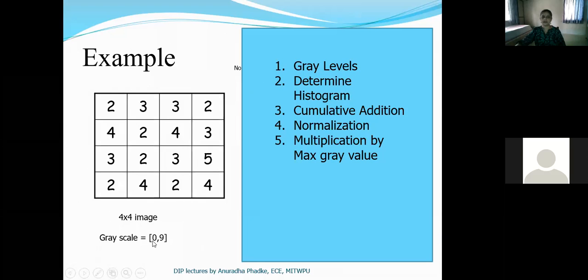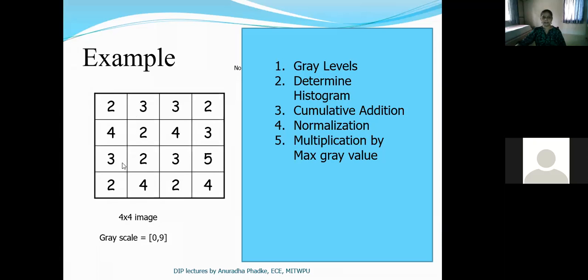Okay, now start with gray value 0. How many pixels are there belonging to gray value 0 in the given image? Please type your answer. For gray value 0, how many pixels are there in the given image? Yes, Sakshi, your answer is correct. There are no pixels belonging to gray level 0. The same is true for gray level 1. Even for gray level 1, there are no pixels.